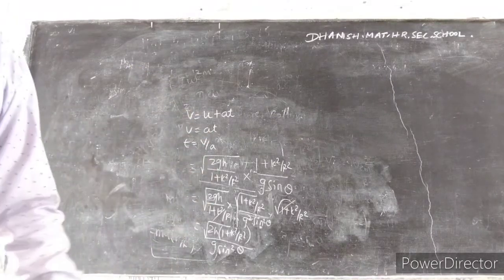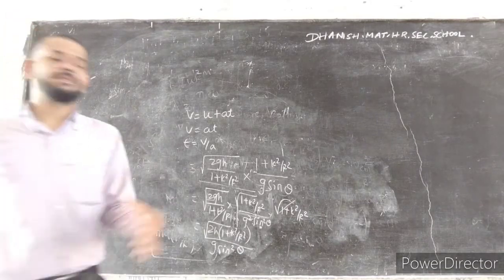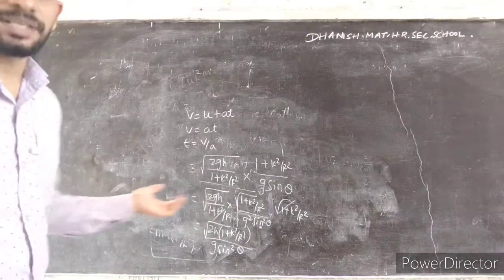Here k is the radius of gyration. Okay guys, this is how we have finished this lesson. Alhamdulillah. We'll discuss what is important in this lesson.